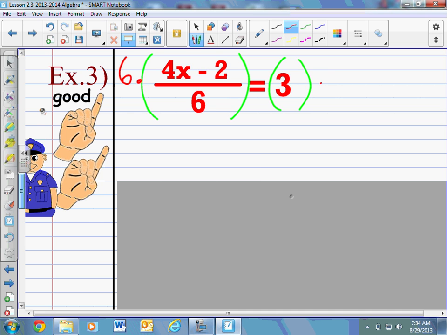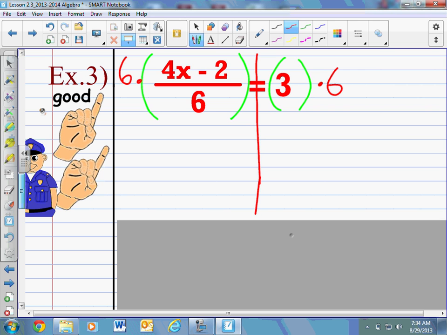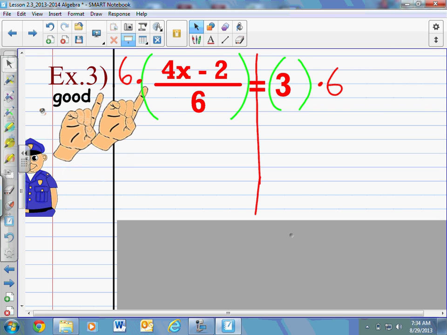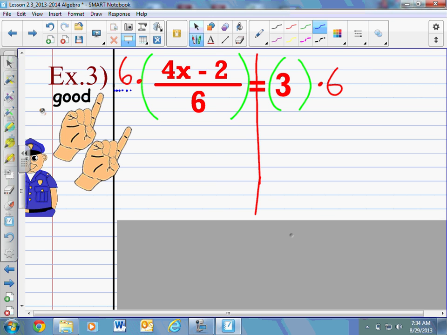Times 6 and times 6. And my line down the equal sign, right? Whatever I do on one side, I got to do the other side. So, guess what happens to these 6's right here? It's kind of like cross-canceling, because really, this 6 right here is like a fraction. It's like a 1 underneath it. So I get to cancel these 6's out like that. Done. No more fraction.